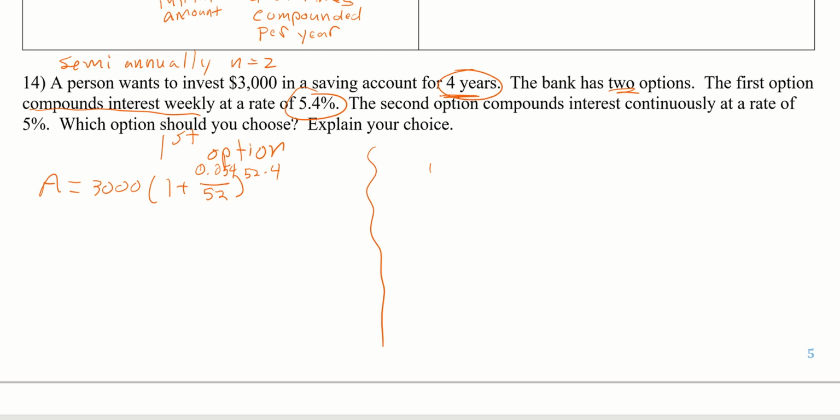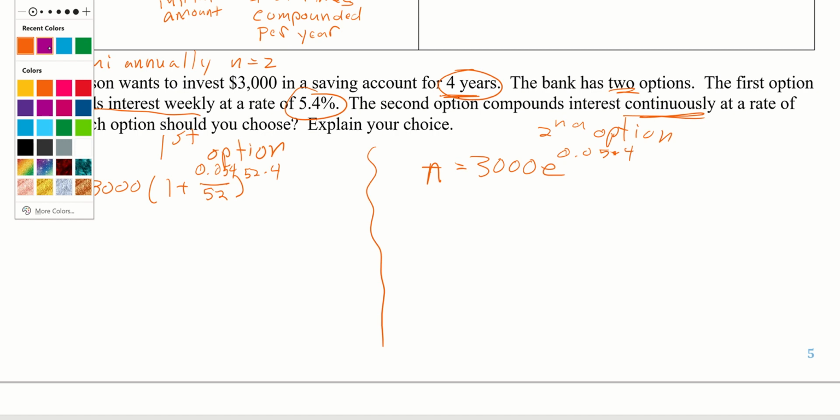In this case, we've got the same initial amount, E, because this one says continuous for the second option, of 5%. So we have a 5% rate on this one still for 4 years. Again, this is what I was saying. Do we have any unknowns up in the exponent? And the answer is no. We know everything. So the nice thing for these two is you just plug them into your calculator. We don't have to worry about ln's or anything like that.